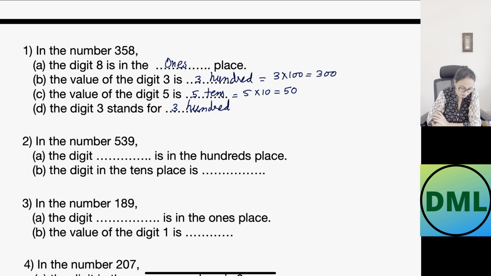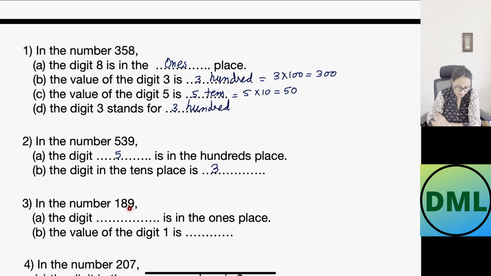Let's see the next question here. In the number 539, the digit dash is in the hundreds place. So at hundreds place, what is the digit? This is ones, tens and hundreds. Hundreds place is digit 5. Let's write down the answer here. Hundreds place is digit 5. The digit in the tens place is. Tens place is which digit? This is ones place, this is tens place. Tens place is digit 3. Let's write down the answer here. 3.